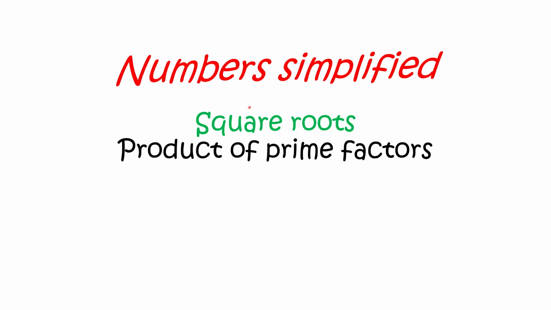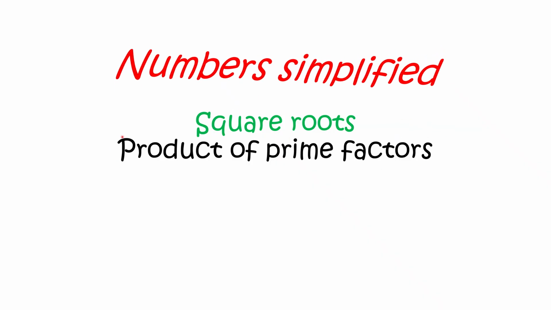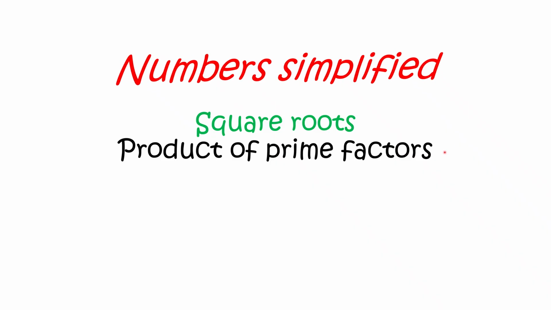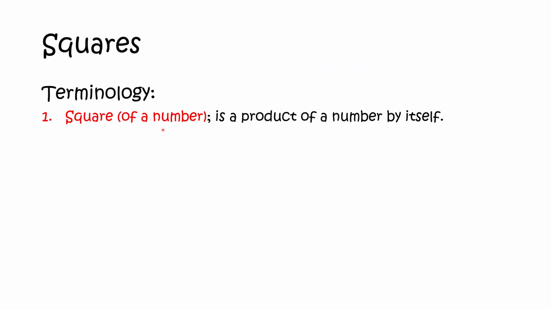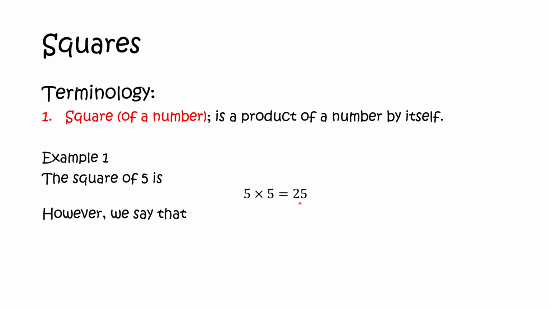Today, we'll be looking at square roots using the product of prime factors. Let's start with the terminology. A square. The square of a number is the product of a number by itself. Example 1. The square of 5 is 5 times 5, which gives us 25.